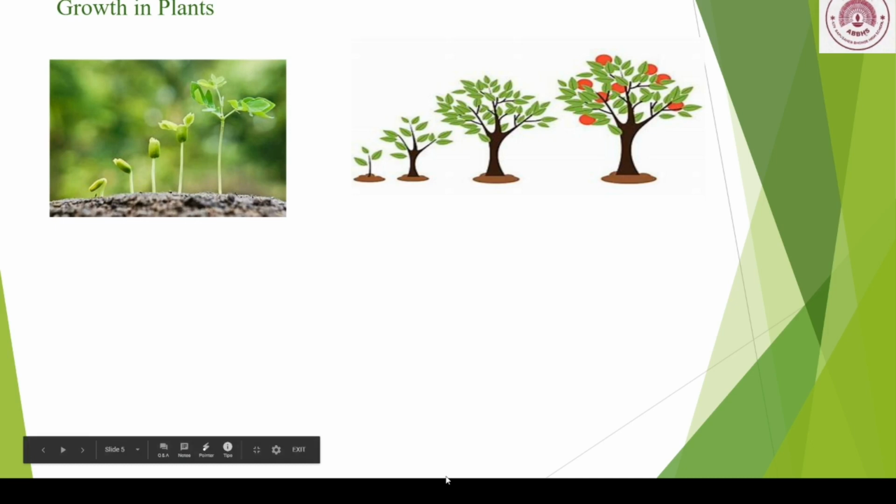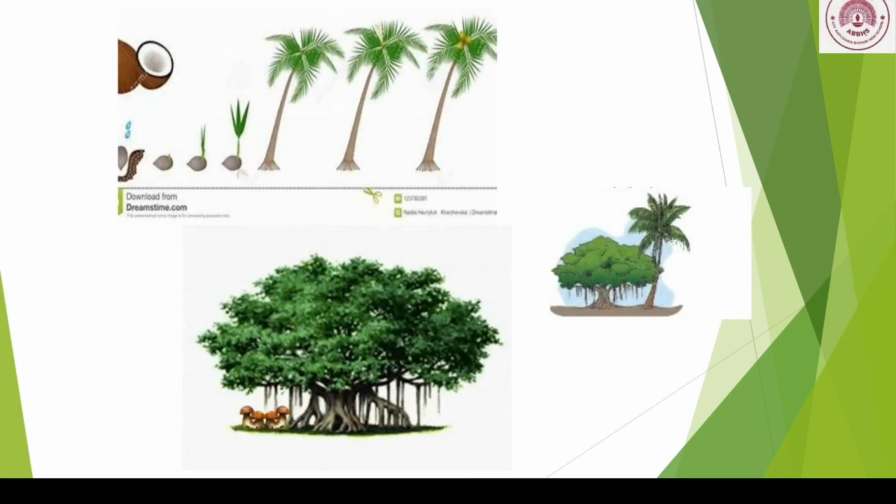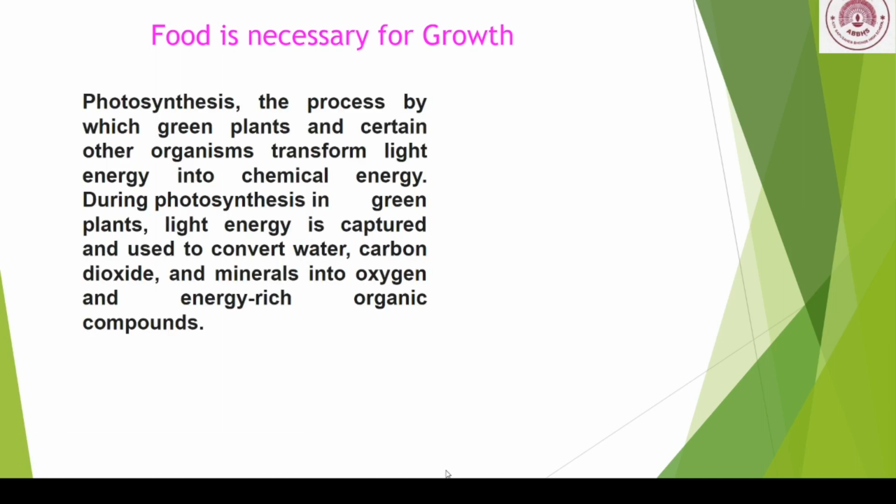In plants, it is mainly the width and height of the stem that grows. As they grow, some plants develop branches like the mango tree, banyan tree, etc., while others do not. They grow tall without any branches. Example, coconut and palm trees. Food is necessary for growth. Plants make their own food.